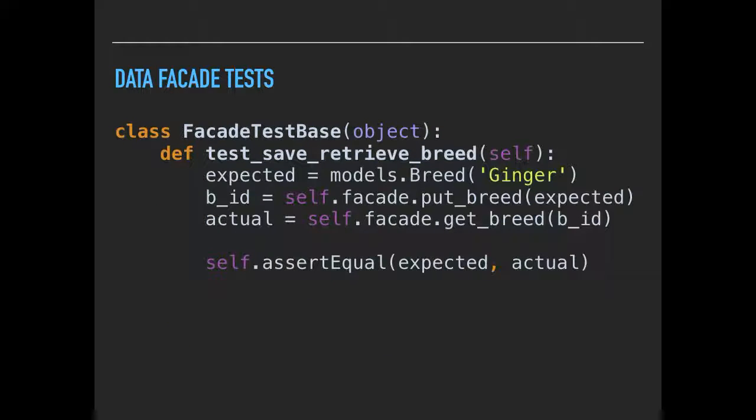So to look at that first method, the save and retrieve breed method, it's fairly simple. We just create an expected breed that we want. We put it into our facade. We pull it back out again using the ID that was provided. And we check that what comes out is what we put in.